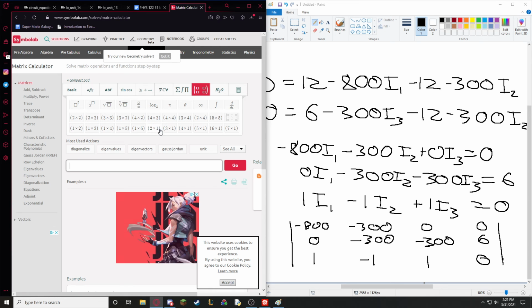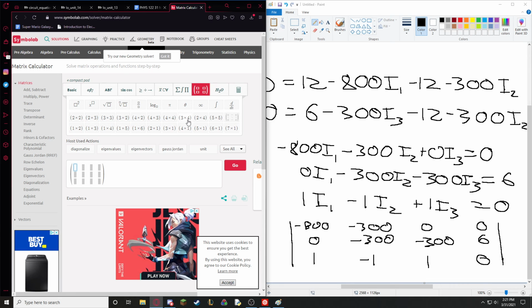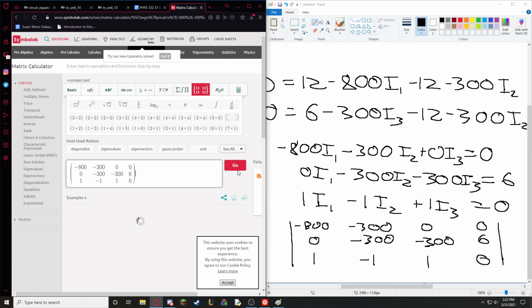There we go. So we want a 3 by 4 matrix. We just plug the values in. 0, 1. Highly recommend do this on your quizzes on Friday. It'll save you about 5-10 minutes. Negative 300. Negative 300. Negative 1, 0, minus 300, 1, 0, 6, 0. Just hit go to solve it.